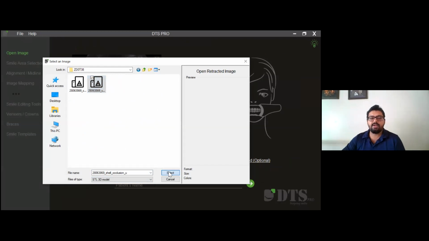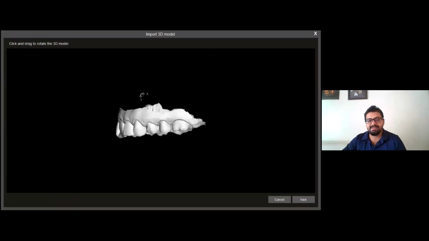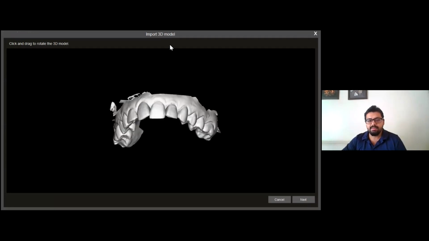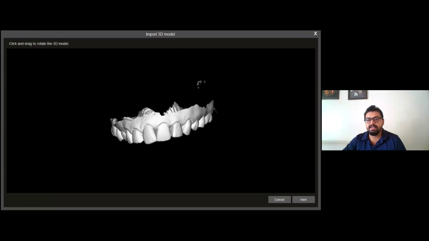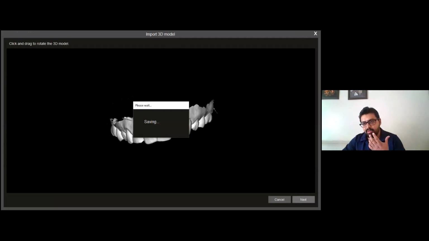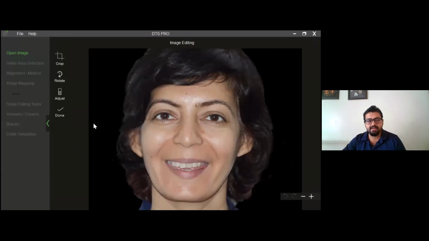So what I'm just trying to do is I've taken the patient's photograph and I'm also taking the patient's scan. That's the patient's 3D scan which I have. The software also gives you the flexibility of importing the patient's STL scan, superimposing it on the photograph, and then carrying out further changes and seeing how that reflects on the smile. I'll just quickly show you how that can be done.